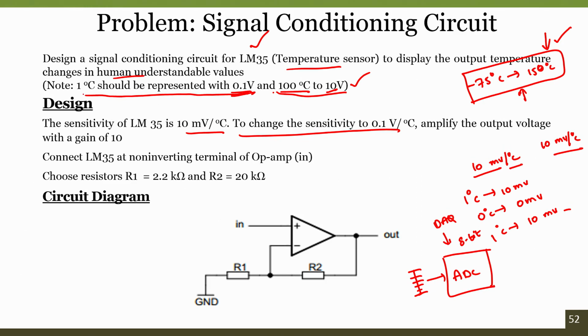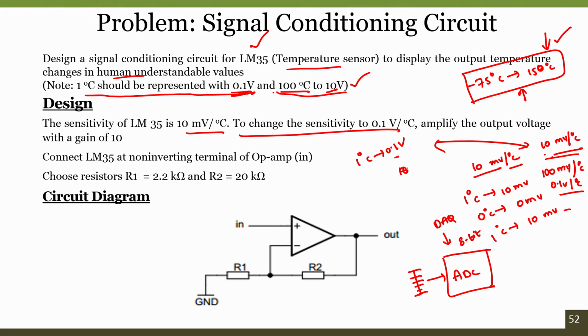How do we design a signal conditioning circuit in such a case? When you look into that, 1 degree should be represented with 0.1 volt, whereas now 1 degree is represented with 10 millivolt. So in order to match the scaling factor of what we require and what already exists, we require to multiply a gain of 10. If I multiply a gain of 10 to the output of the temperature sensor, then 100 millivolt will be represented for 1 degree change, which is nothing but 0.1 volt per degree centigrade, matching what we require.